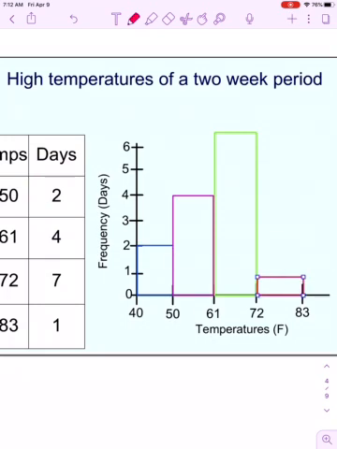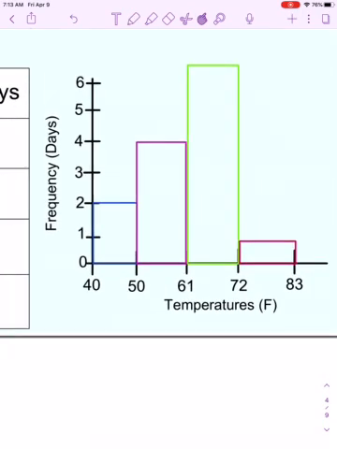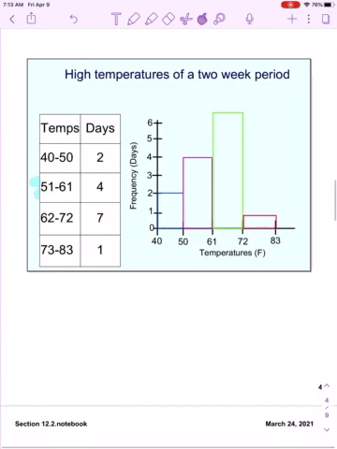The biggest thing is just make sure your bars are touching. That's what separates histograms and bar graphs. And it makes sense because the classes run right into each other, right? So if it's not 50 degrees, then it has to be in the 51 degree category. So it just falls into that other category. And then that's it. That's your histogram.